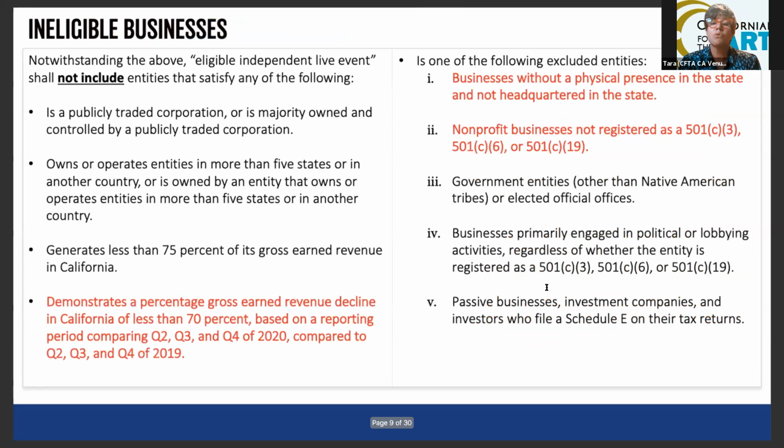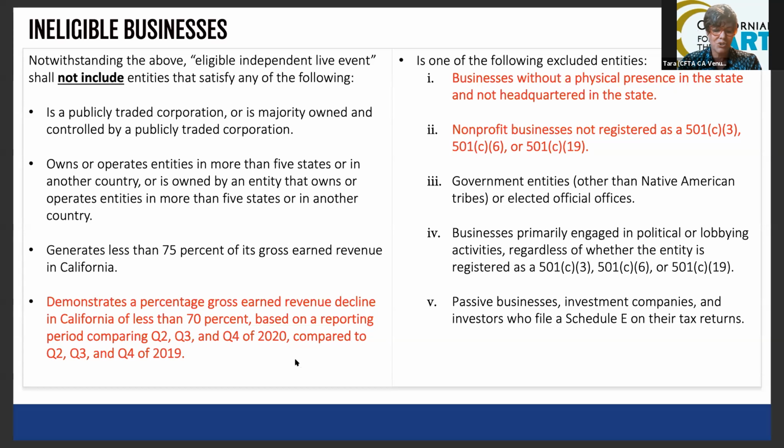Next, we get into what are ineligible businesses. The list is a little longer than this; I didn't put them all up. If there are individual concerns or questions, I'm happy to answer them. You can contact me anytime via email, and I'll have that for you at the end of the presentation. A few important things to point out are that 75% of your gross earned revenue needs to be from the state of California.